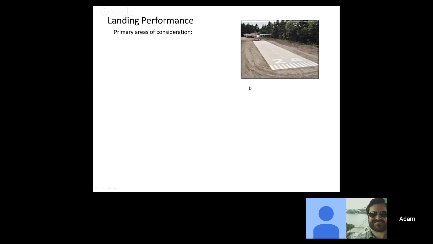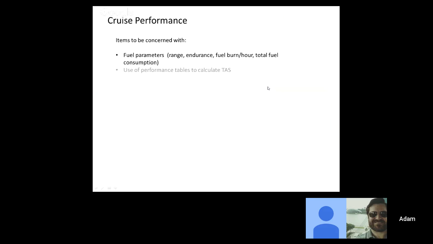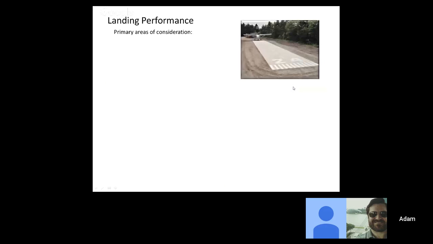Okay. Any questions on cruise? No, sir. Nothing? Okay. It's typically the least involved. You're just making sure you've got enough fuel to get there.